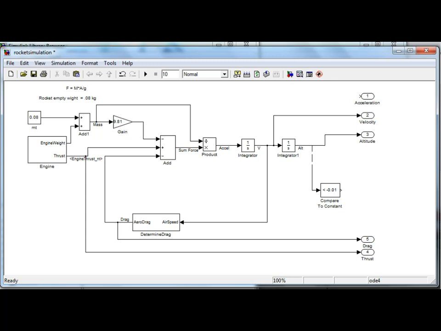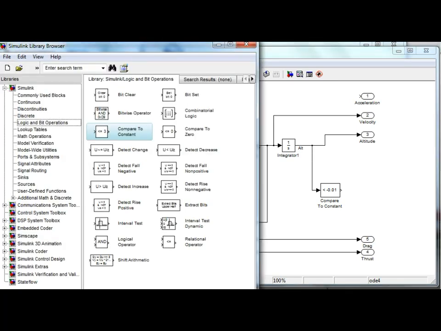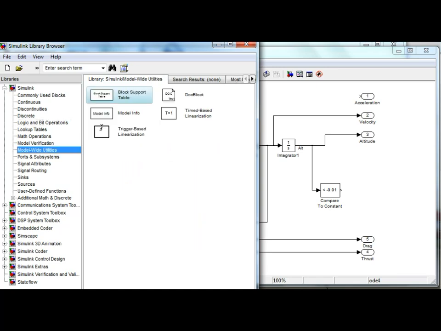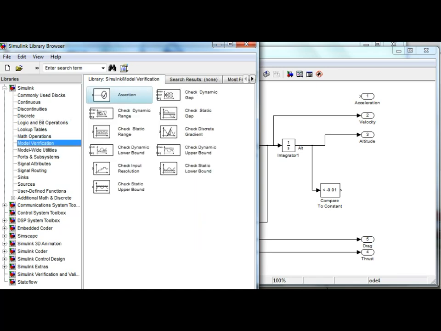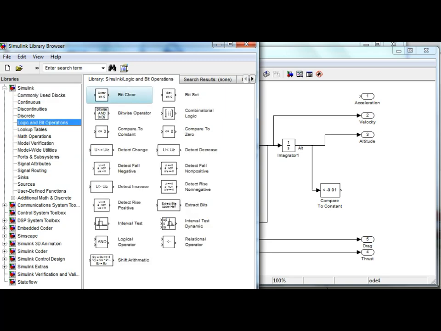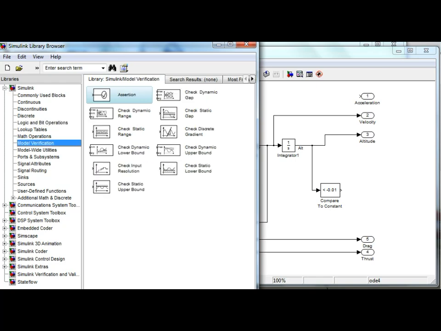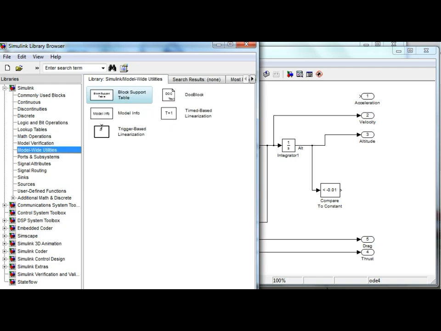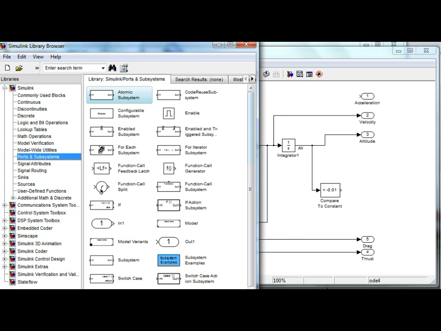Drag this back to altitude, and I need the, where is that one? Model-wide utilities? No. Yeah, I forgot, there's a stop block, and I've forgotten where it is. Discrete logic and bit operators, I was just there. It's not there. Sometimes you just kind of forget, and there's not an obvious place for it.